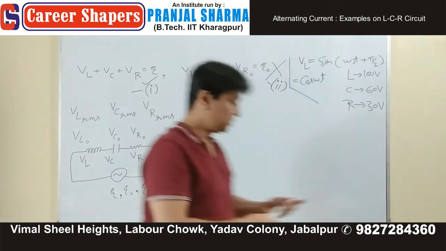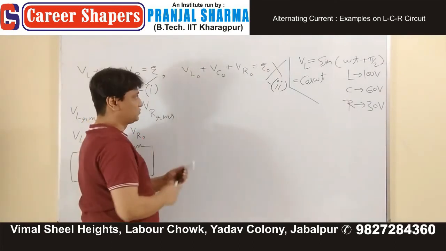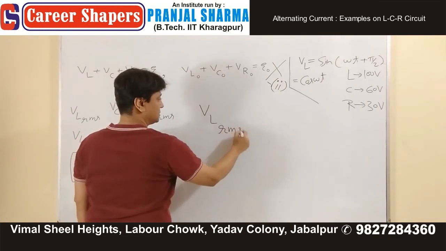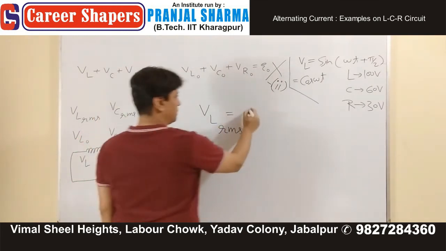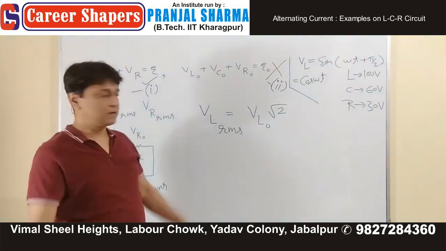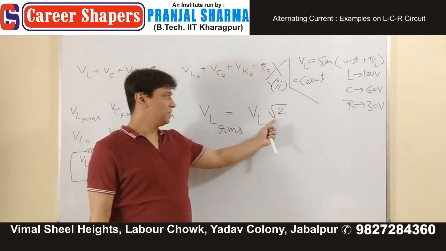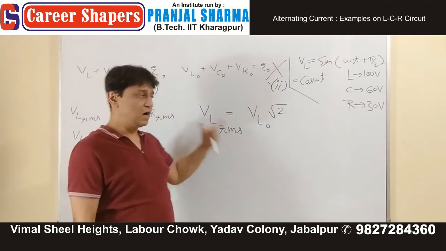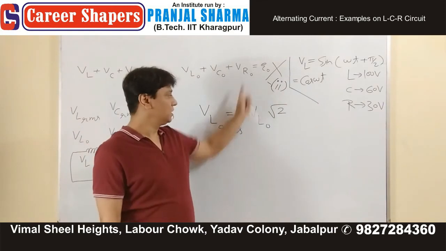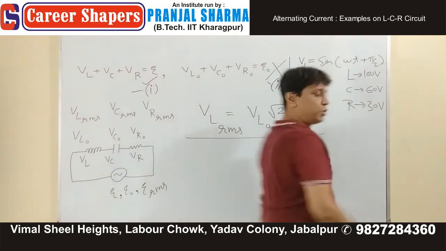Well, the reason is quite simple. These are the peak values, and you know that your RMS value, VL RMS, will be VL naught by root 2. So there is a direct relation between RMS and peak. Whatever happens with peak, multiply that with root 2 and you will get RMS values. For VC, you will be writing VC naught, for VR, VR naught. Then, how do you obtain the correct part?